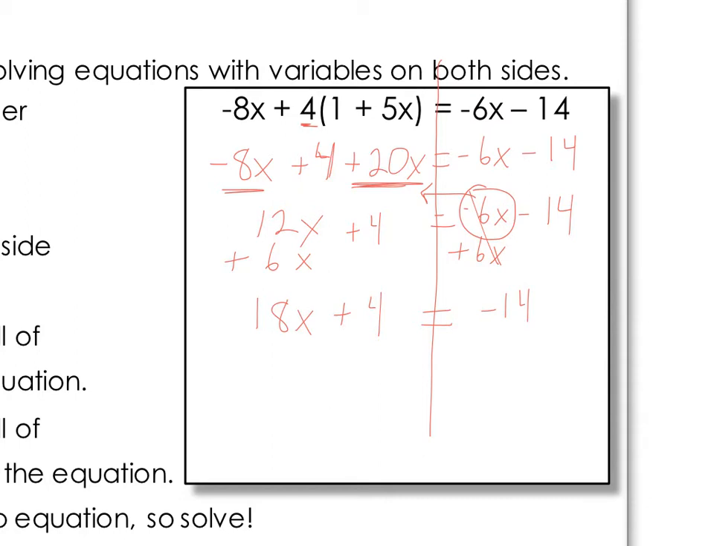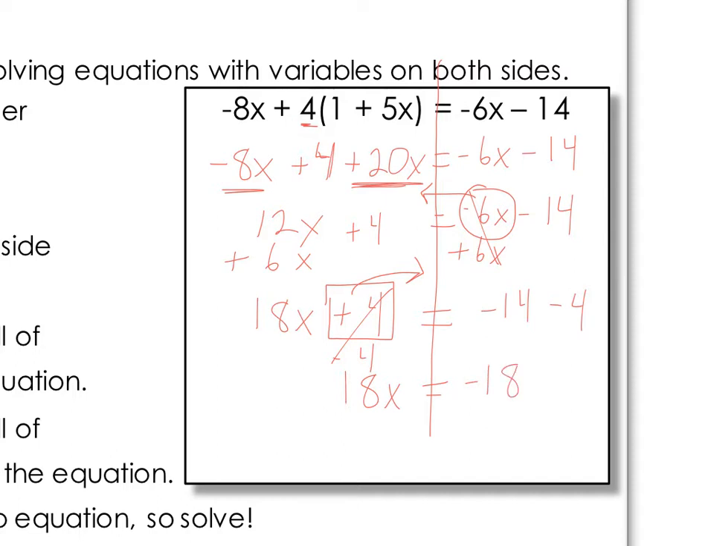I need to move this plus 4, or adding 4, over from the left side to the right side. Again, do the opposite thing. So it's adding 4, let's subtract 4. Right? Subtract 4. It cancels out here. I'm left with 18x is equal to negative 14 minus 4, negative 18.